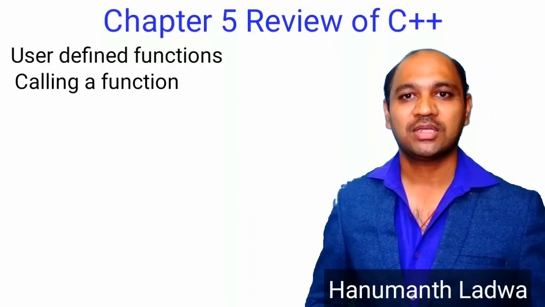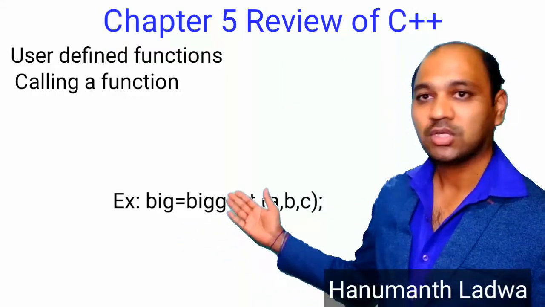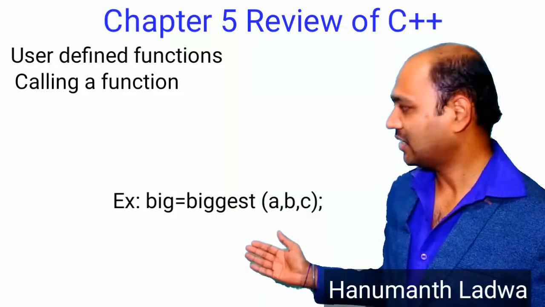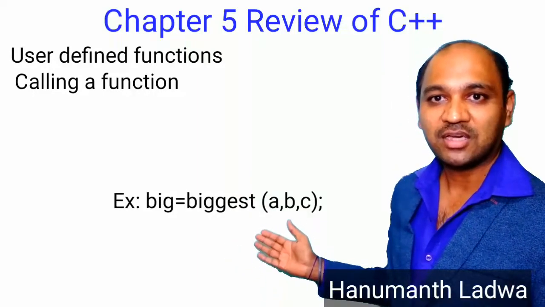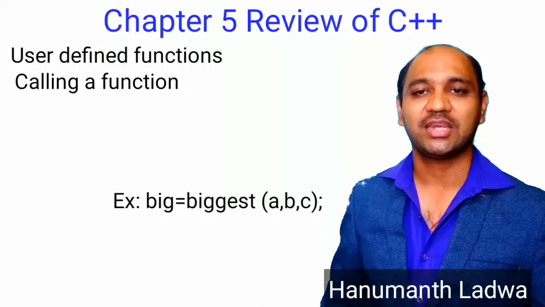Let us take one small example. Here we are going to write variable as big is equal to, the function name is biggest, and then inside the bracket we are going to write a comma b comma c. Here we are passing 3 different arguments to find the biggest among 3 numbers.